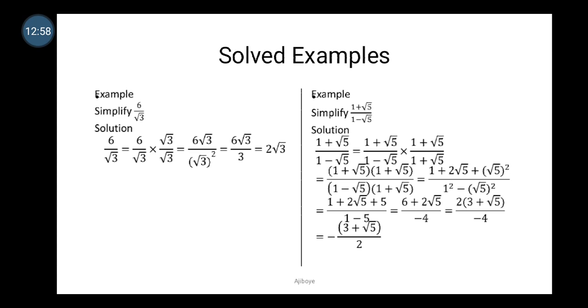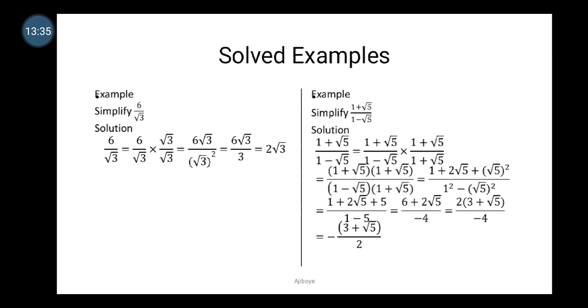And then you open the bracket in the numerator. What you will get will be 1 plus 2 surd 5 plus surd 5 all squared. So if you simplify, you have 1 plus 2 surd 5 plus 5, because the square on the surd 5 will cancel the surd. Then at the denominator, you have 1, because the square of 1 is 1, minus the square on the surd 5, which will cancel the surd. So you have 1 minus 5. So that will give us 6 plus 2 surd 5 over minus 4.